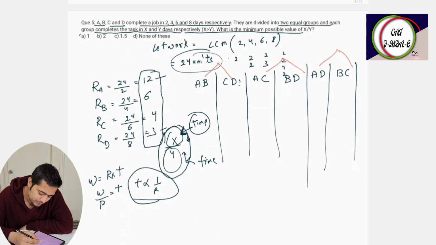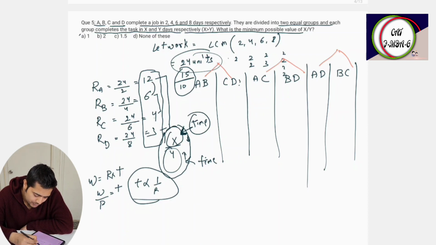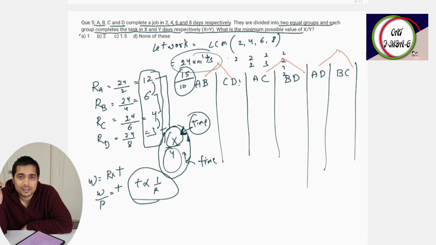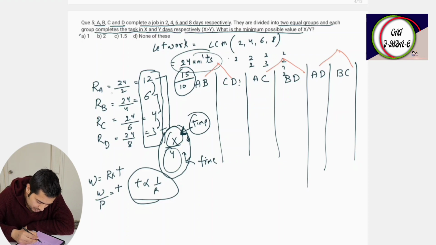For example, if 12 and 3 are together and 6 and 4 are together, then this will be 15 and this will be 10. These two are nearby to each other and the ratio is going to be minimum. If 12 and 6 are together and 4 and 3 are together, then the ratio is going to exceed, and you are not going to get the minimum value. Other than going into those parts, just calculate for all of these.